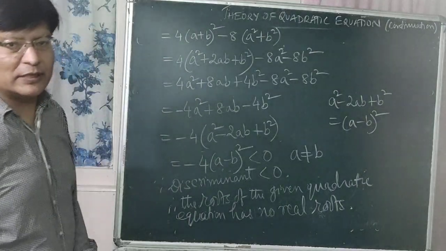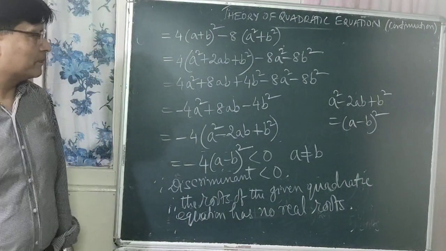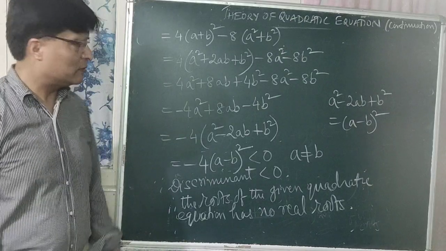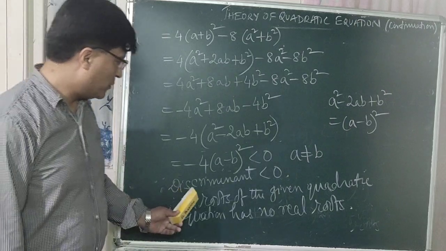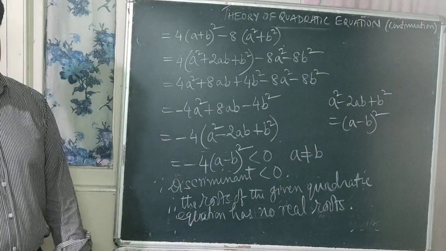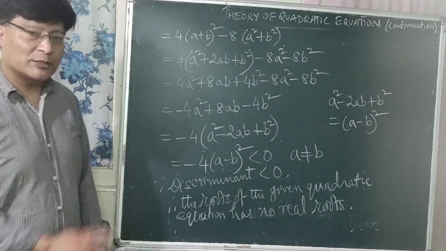भनेको नो रियल रूट्स भनेको डिफाइन्ड रूट्स नै छैन. भनेपछि के भयो? इमेजिनरी. I think you have understood this one also. So you revise it at home. Okay. So therefore the given quadratic equation has no real roots. That means the roots are imaginary. Okay. So this much is for today.